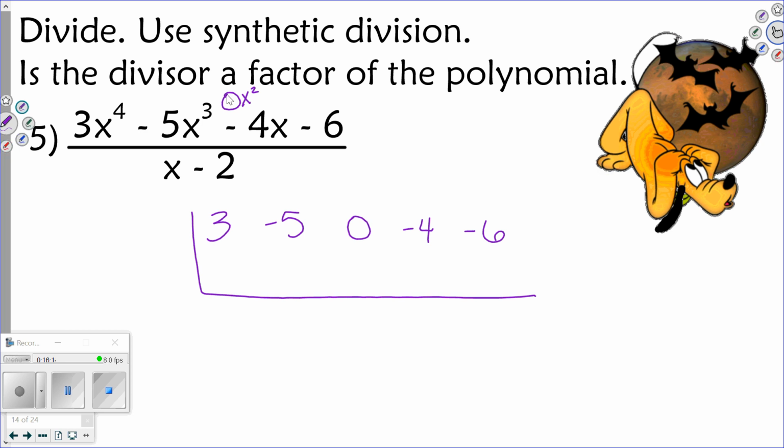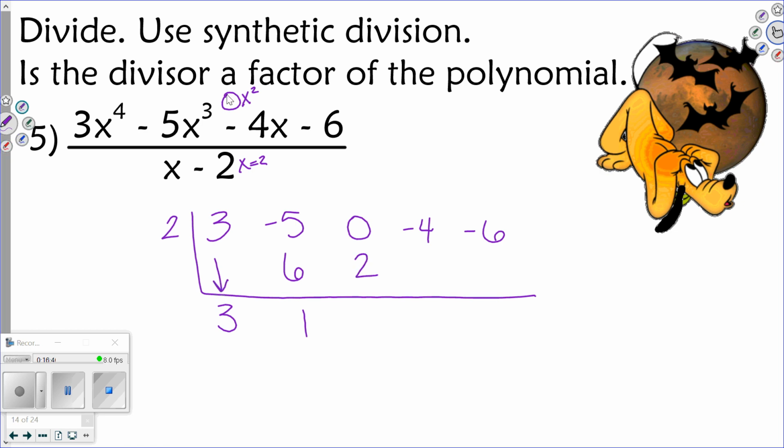What are you dividing by? 2, because x equals 2 right there. That first number, drop it straight down. Make sure you put the little arrow in there. And then we multiply. 2 times 3. Negative 5 plus 6. 1 or negative 1? Just 1. Multiply 2 times 1.